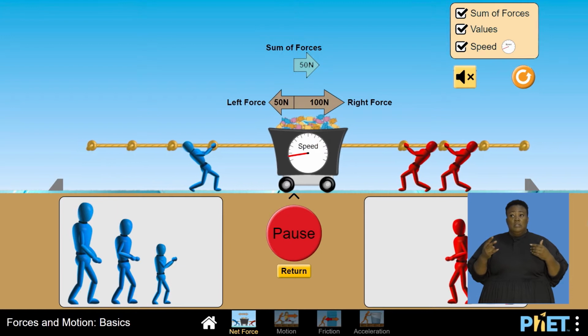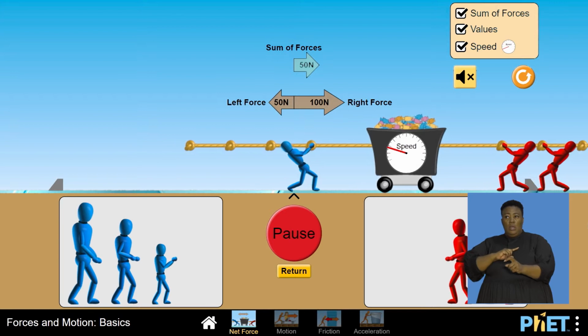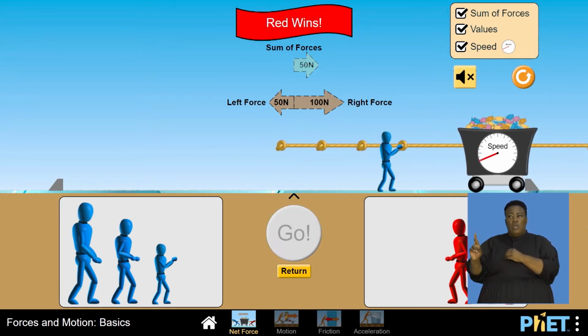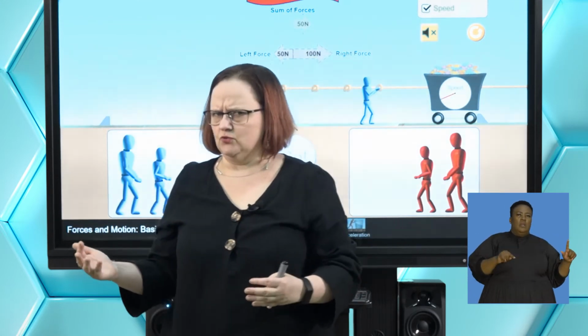If I unbalance them, so I'm going to add one here, we can see, and watch the speedometer, it's getting faster and faster, okay? Because we have 100 newtons to the right. Now it stops here because we got to the end, there's a little block to stop it, okay? But we had a net force to the right. It was unbalanced, and it accelerated to the right. It went in the same direction as the bigger force. That makes sense to us. It's not going to go in the opposite direction of the bigger force.